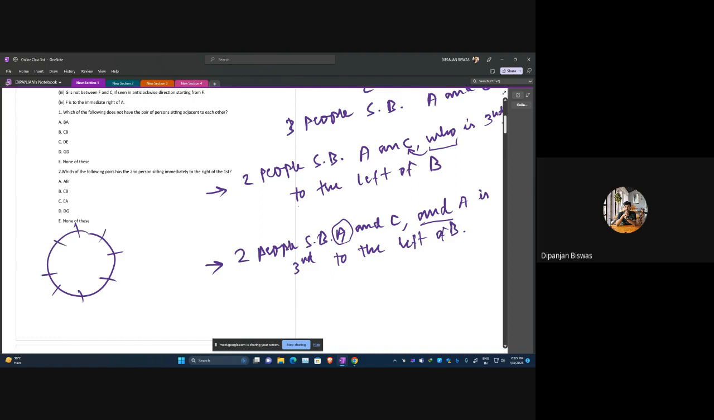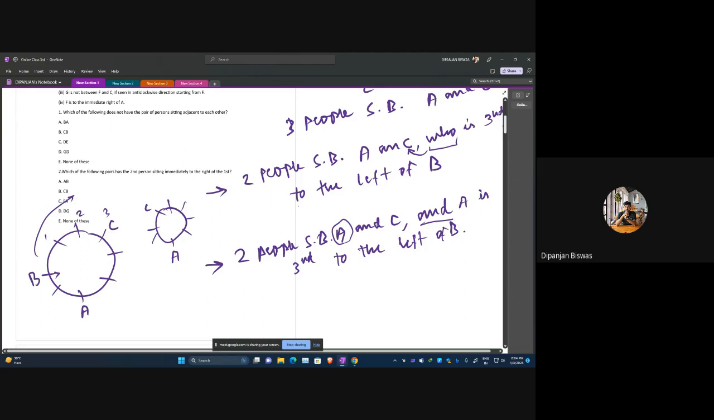So two people are sitting between A and C. If here is A, C can be here. Also in the second diagram, C can be here. And C, who is third to the left of B. So C is third to the left of B. Okay. So if we draw B here, then you can see 1, 2, 3. This is leftward direction as all are facing inwards. So here should be B.